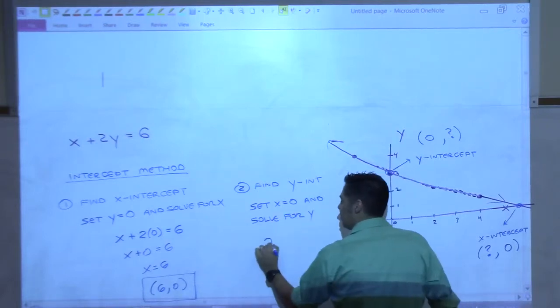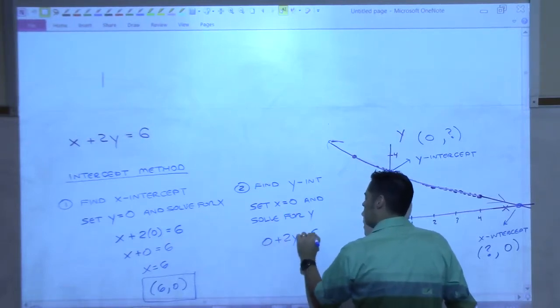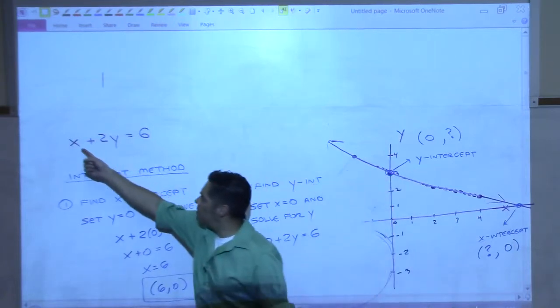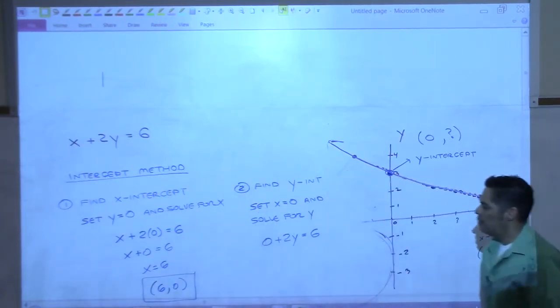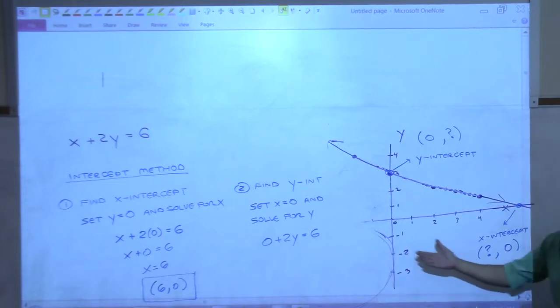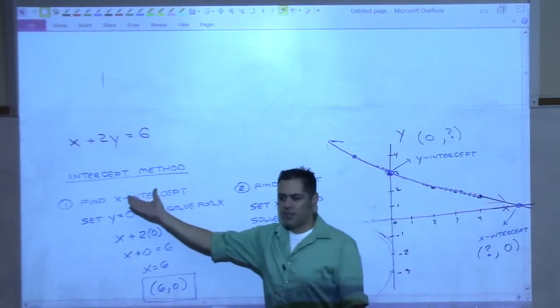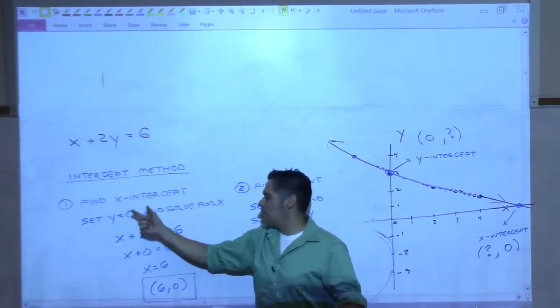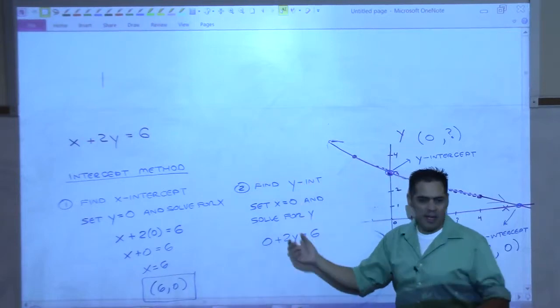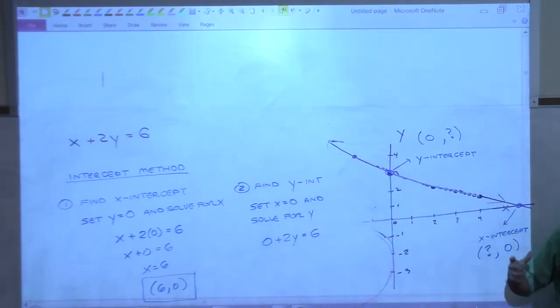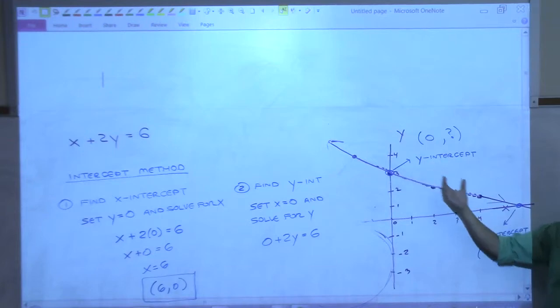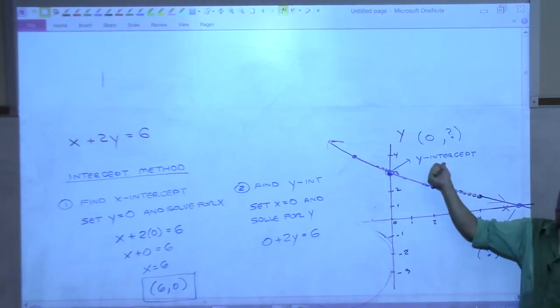So 0 plus 2y equals 6, just replacing x with 0. Maybe you already knew to do this: to find the x-intercept, you set y to 0, and to find the y-intercept, you set x equal to 0. Maybe you already knew that walking in here. Maybe the picture hopefully helps you see why we do that. X-intercept, the y has to be 0. Y-intercept, the x has to be 0.